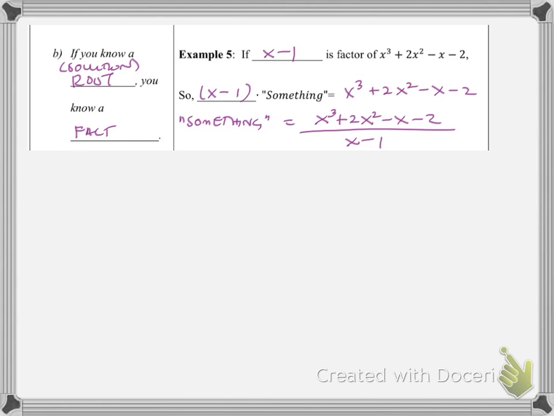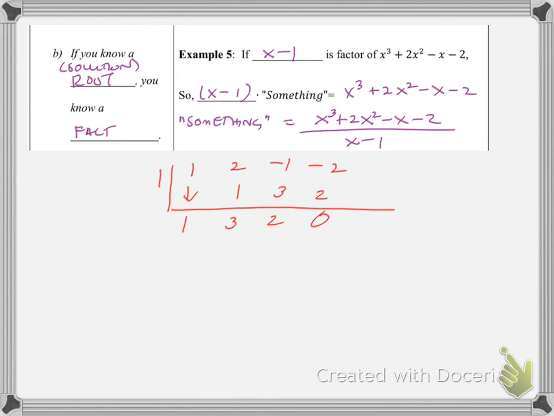So now we can use long division, or we have our nice synthetic division to figure out our factors, right? So let's go ahead and set this up. We have 1, 2, -1, -2. Synthetic division: bring down the 1. 1 times 1 is 1. 2 plus 1 is 3. 1 times 3 is 3. Then 2 times 1 is 2.